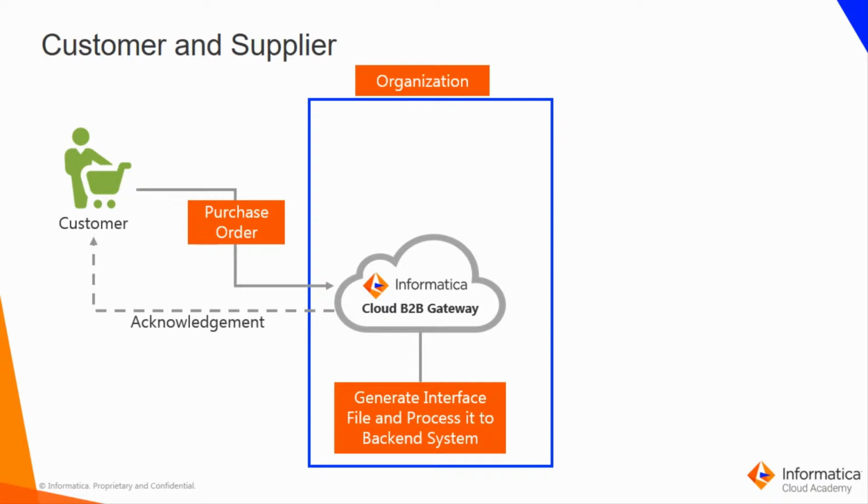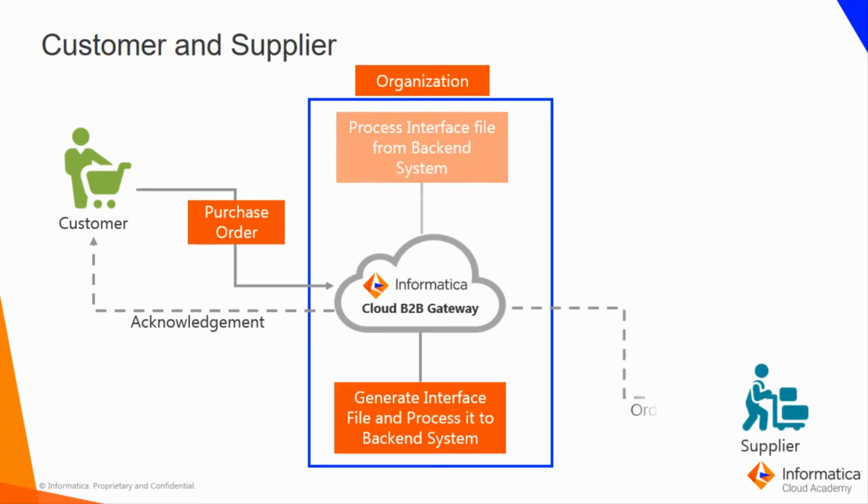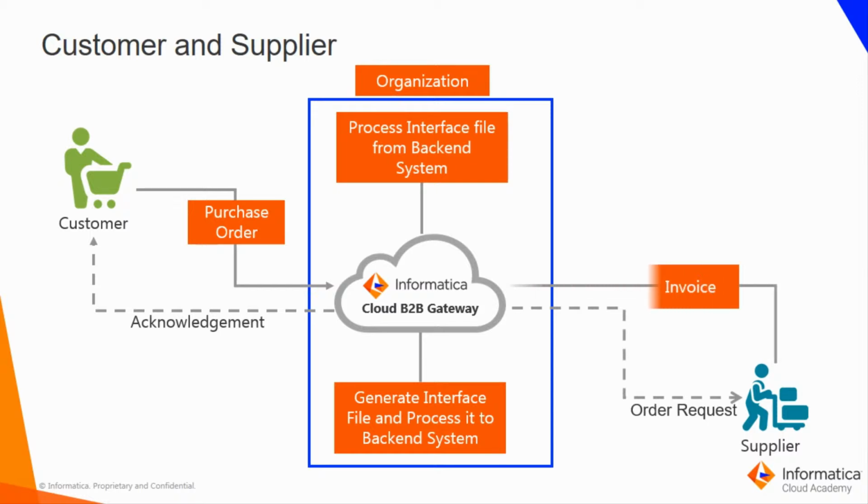The purchase order document contains information including items, prices and quantities ordered, shipping details, payment terms, and discounts. A supplier is a partner with whom the organization places the order, a request for fulfillment. In response to the order, the supplier sends the invoice back to the organization.